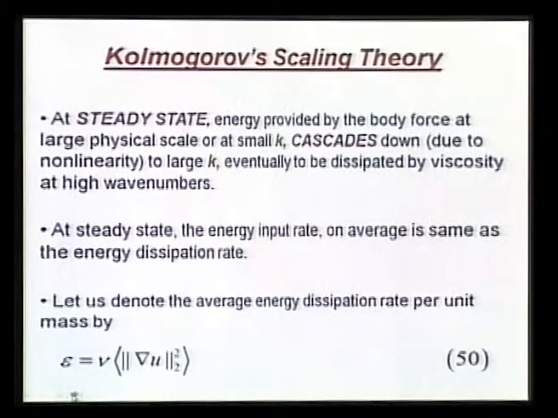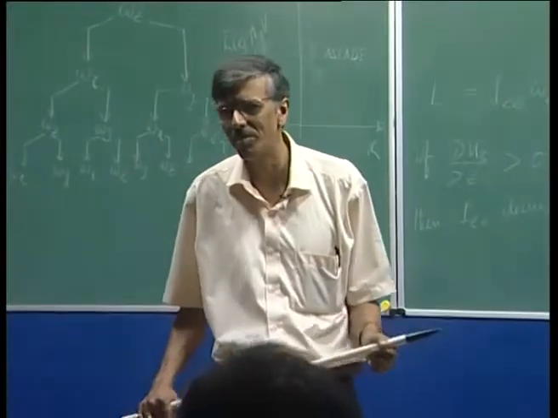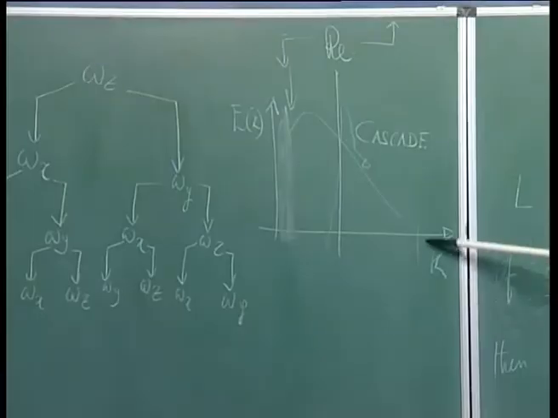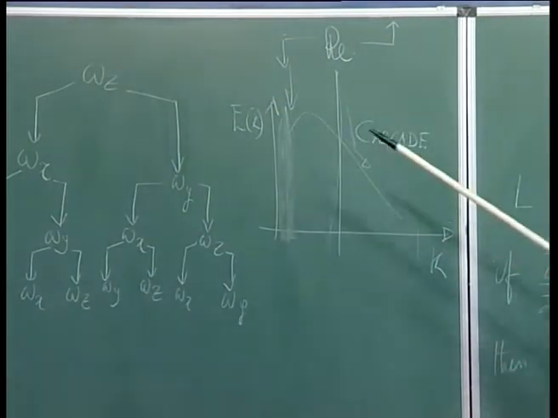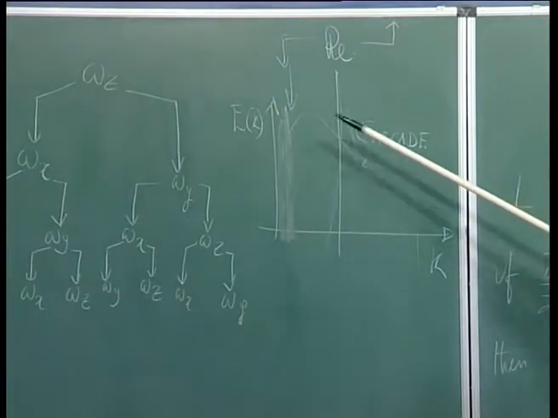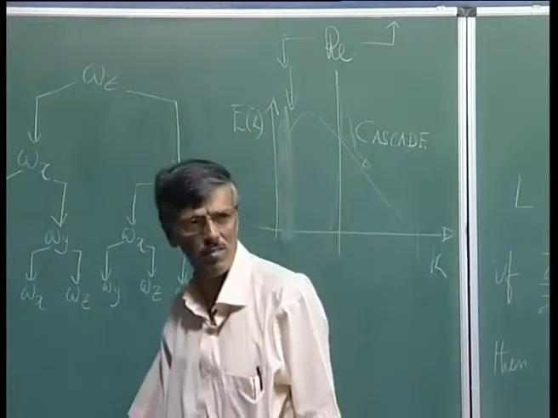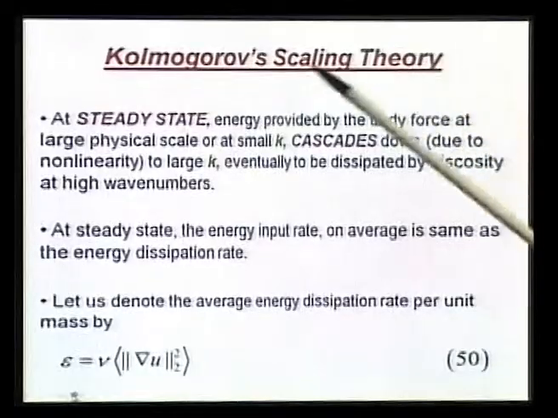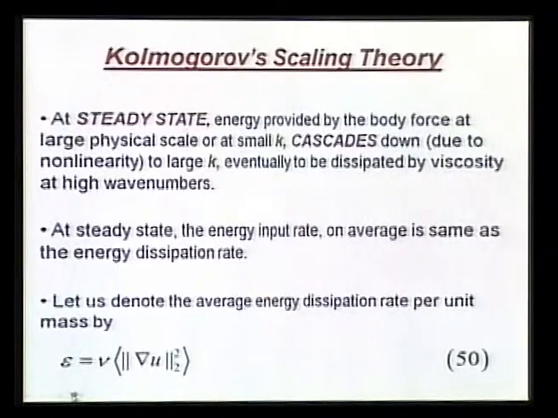So, if I am now talking about this scenario for a time dependent flow, then what can happen? I am putting in something here, I am taking it out here. So, a steady state has reached. That means what? Whatever is put in there, the same amount goes out there, right. That is your definition of an equilibrium steady state. That is what Kolmogorov started looking at, and he said that at the steady state the energy input rate on average is the same as the energy dissipation rate.